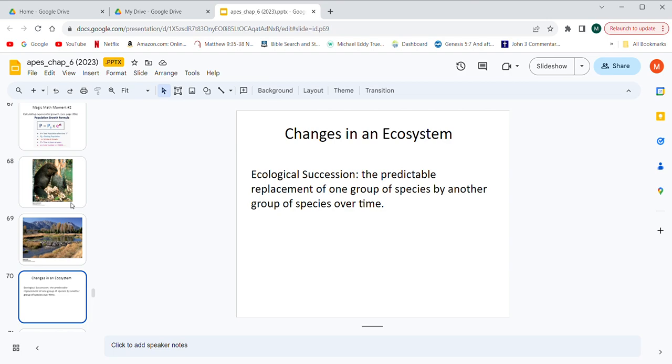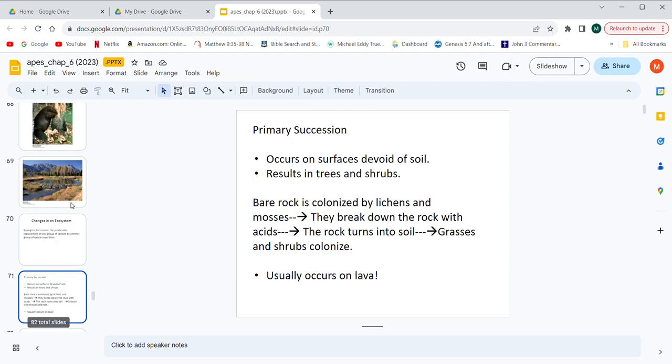All right, so that brings us to the idea of ecological succession. Again, I know I'm going fast, guys, but I just wanted to give you a little bit of information on each one of these things. I love ecological succession. It's basically the replacement of one group or species by another over time, leading to what's called a climax community.